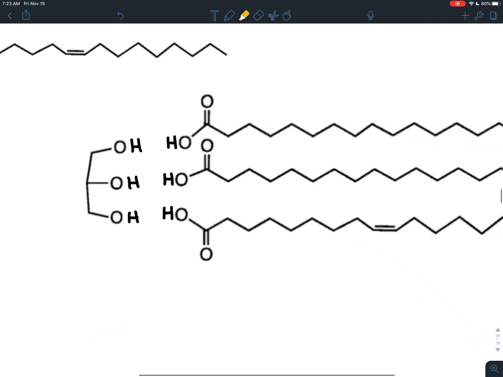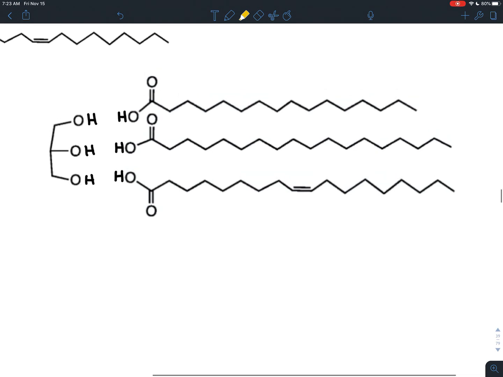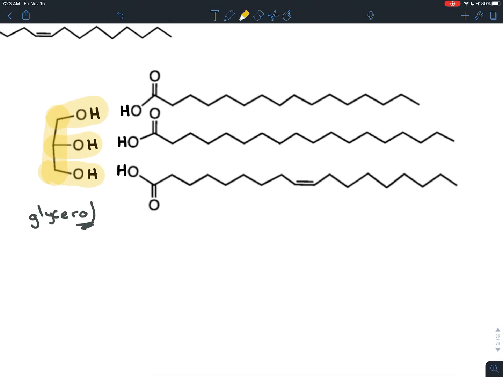And if you look at the products, it makes a little bit more sense of how this gets its name. There are two parts to a triglyceride. You have a 3-carbon molecule with alcohols on each carbon. That is glycerol. You can even see in the name, it's an alcohol, it ends in an OL. The next thing you'd notice is you have these long hydrocarbon tails in these other molecules.